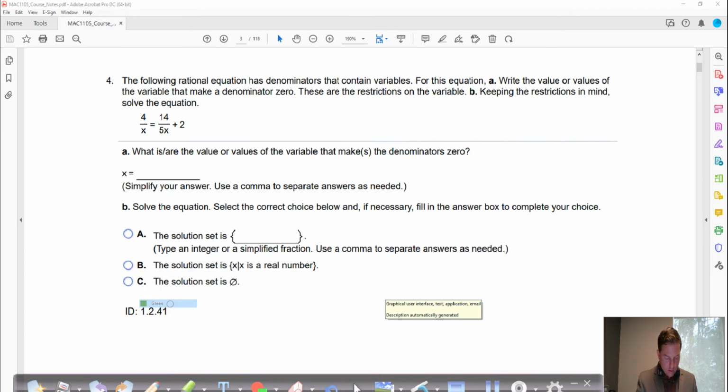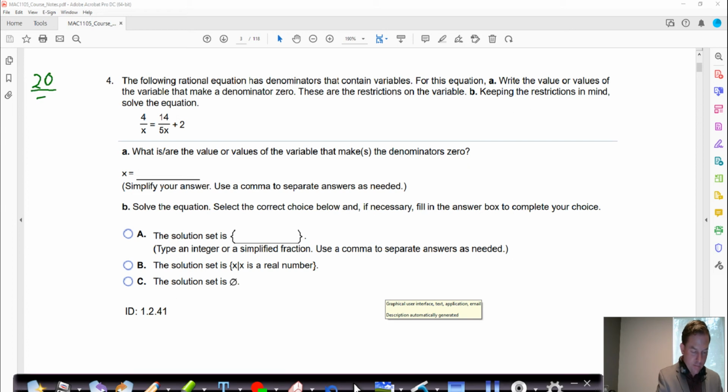Okay, in 4, we've got fractions, but the fractions actually have the variables in the denominators, so it's a little bit different. And the first thing it's going to ask for is what are the values of the variable that make the denominator 0. So I'm going to remind you about what division is. So let's look at 20 divided by 5. The answer is 4, but what does that really mean?